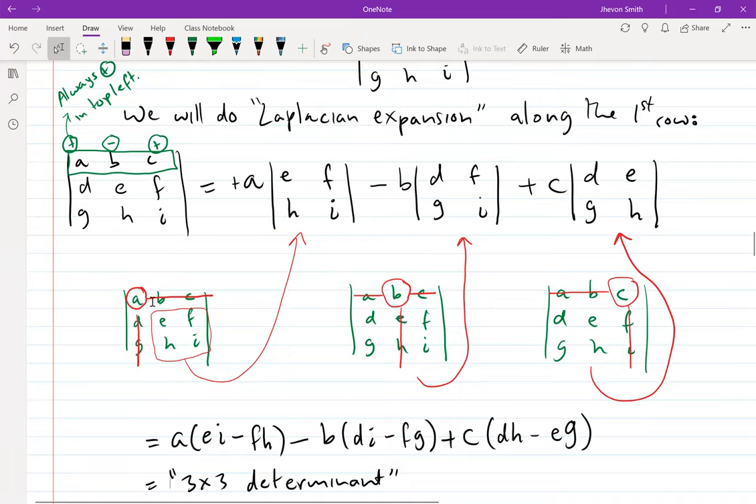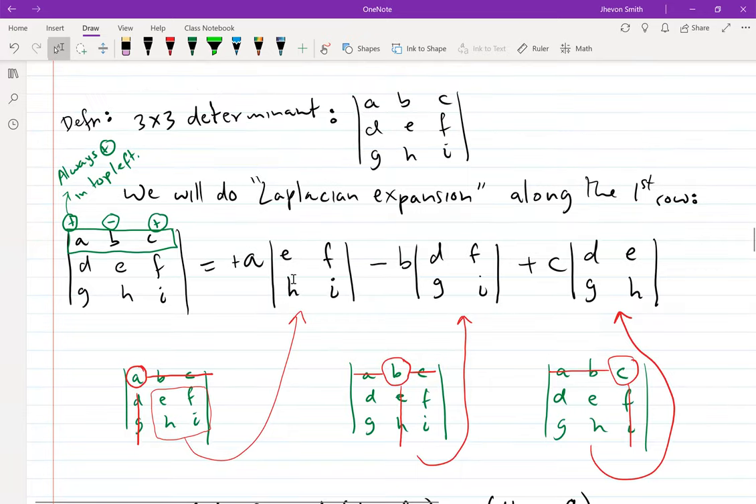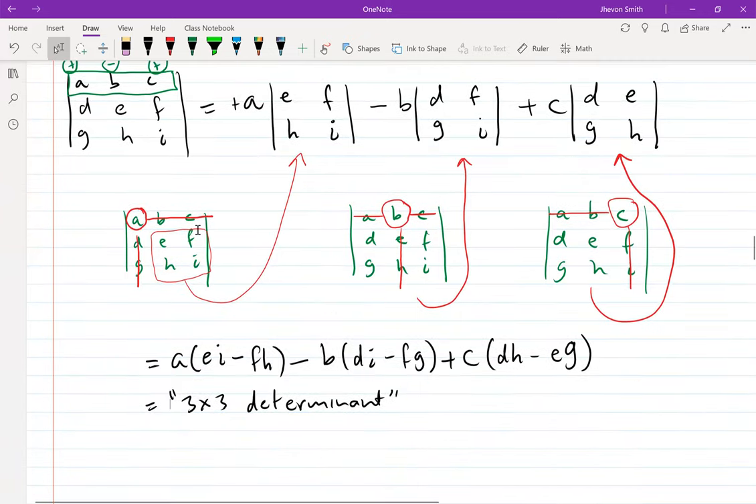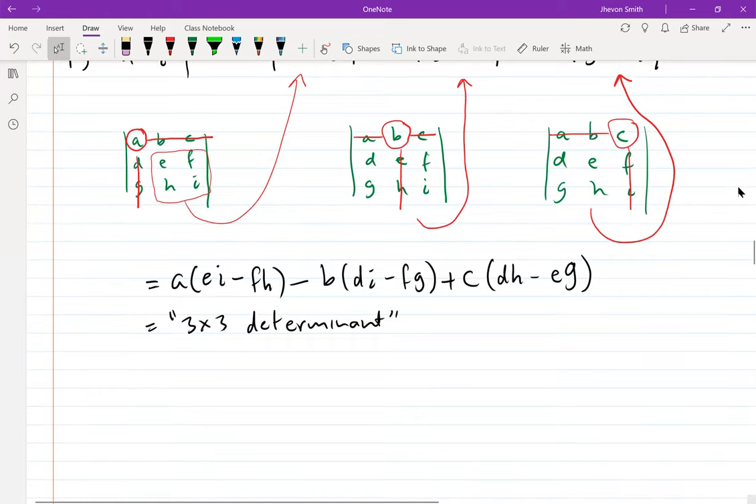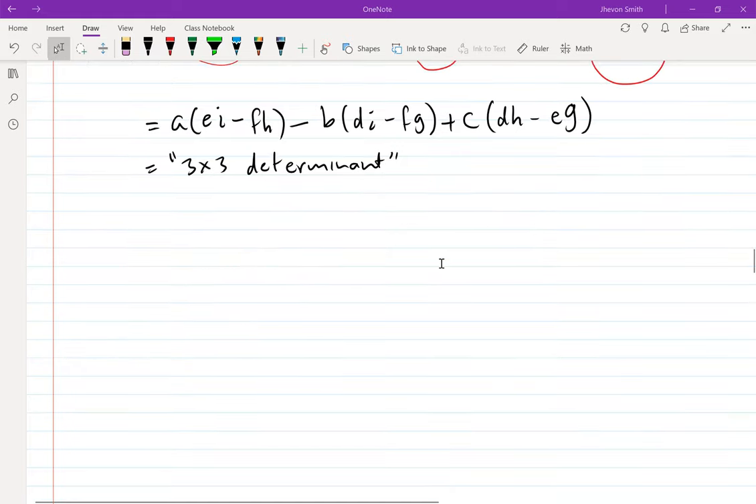Okay, and that's all we're going to do. There are so many more ways that we can look at this. We can expand along other rows and columns. We can do Laplacian expansion and all this other, and we can do pivotal condensation to make computations easier. But again, that is for another class. We're not going to do that. So let's actually just do an example.